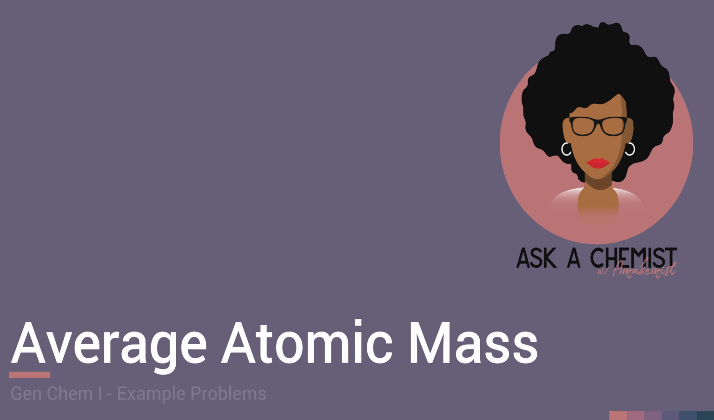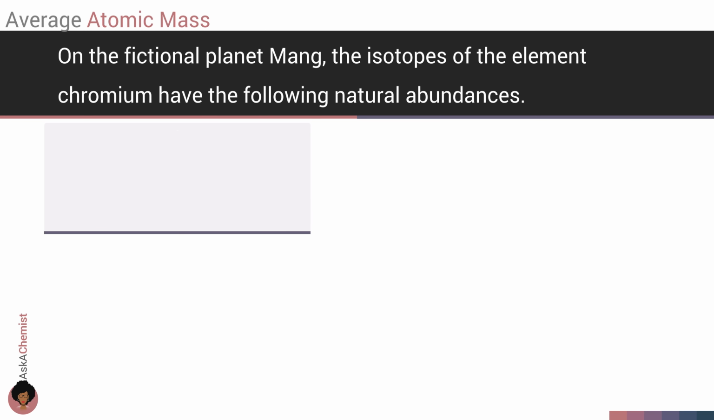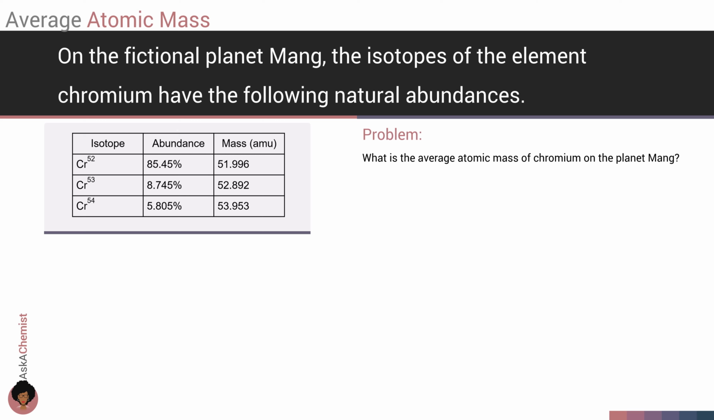In this Gen Chem 1 video, we're going to work some problems on average atomic mass. Our first problem states, on the fictional planet Mang, the isotopes of the element chromium have the following natural abundances. So we're given 3 isotopes of chromium, we're given their percent abundances, and we're also given their atomic masses. What is the average atomic mass of chromium on the planet Mang?